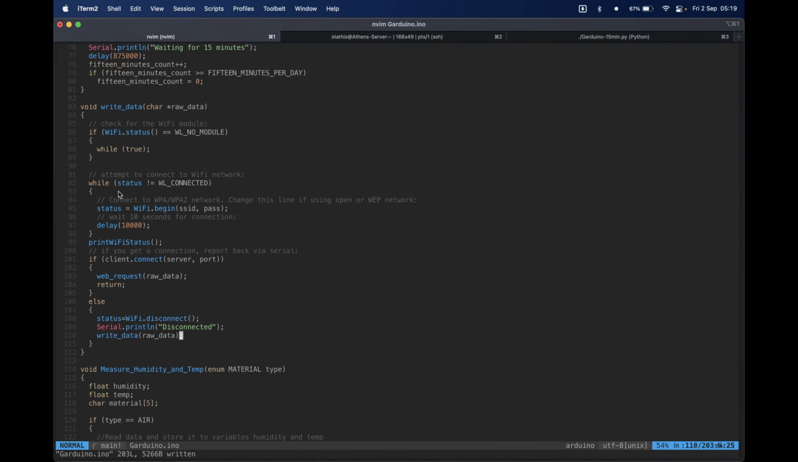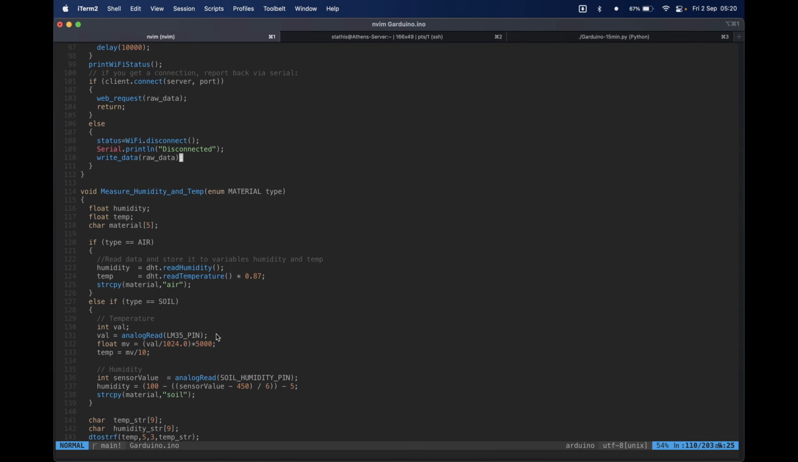So that uses recursion, which might not be the best way to go about handling memory in a small circuit such as the Arduino. So I might just change that, but I want to make sure that I don't lose this measurement, because if I just said break, then it would go through the loop, but this current piece of data wouldn't be written. Maybe I can do it with a boolean, and if the write doesn't succeed, then it tries to do it again. So I don't know, we'll see about that.